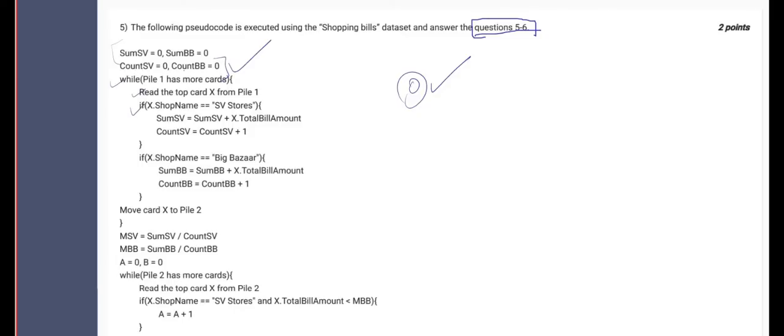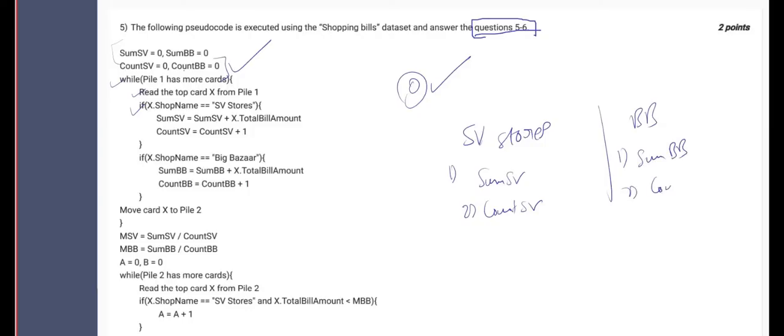If the shop name is SV Stores. Here, firstly, we are checking for the shop SV Stores. This is the shop name, and if we get an occurrence of SV Stores, then we are incrementing sum SV and also count SV. And the same happens for Big Bazaar as well. We increment sum BB and count BB. So this is what is happening in general.